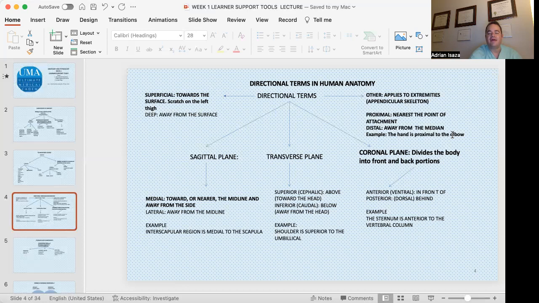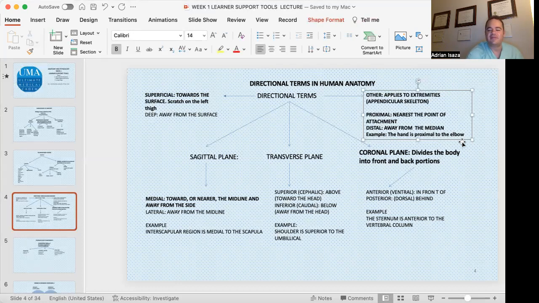Now hand and elbow, right? So the elbow is proximal, which means the hand is distal, right? The hand is distal to the elbow. All right, correct that. Actually, let's write distal here. The hand is distal to the elbow.